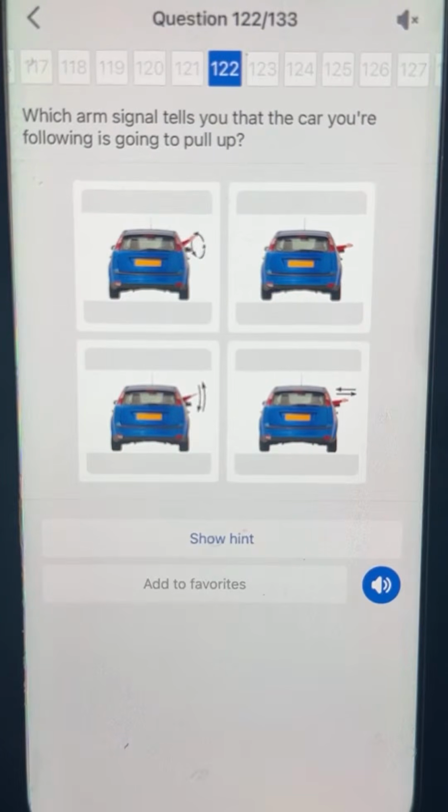You may never need to use an arm signal, by the way, but it can come to a situation where your indicators are not working, or your stop light, for parking or braking, is not working. You should be using an arm signal. Okay, we have only 3 arm signals. Even though the question is showing 4, one of them is just there to trick you. We have only 3 situations.